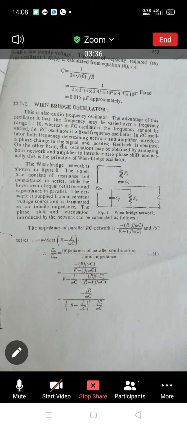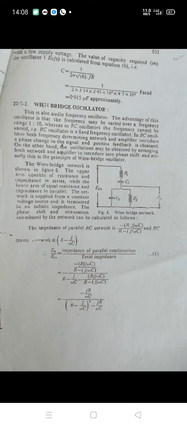Now this Wien bridge oscillator is also an audio frequency oscillator, AF oscillator. The advantage of this oscillator is that the frequency may be varied over a frequency range of 1:10, whereas in the RC oscillator the frequency cannot be varied. That is, the RC oscillator is a fixed frequency oscillator.